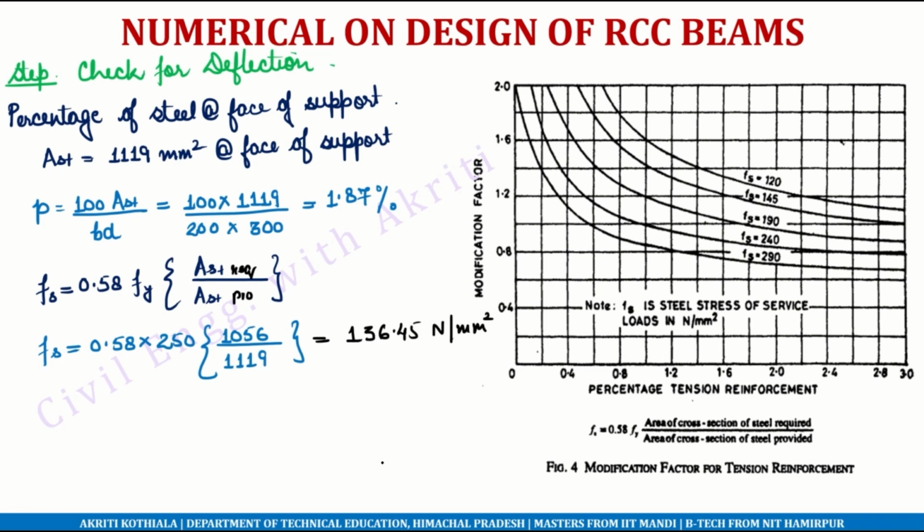So we have the value of percentage of steel and Fs. From figure 4, we have to determine the value of modification factor. So if we look at this figure 4, for 1.87, we can approximately write it to be here, and then if we move to 136, the modification factor is approximately equal to 1.2.